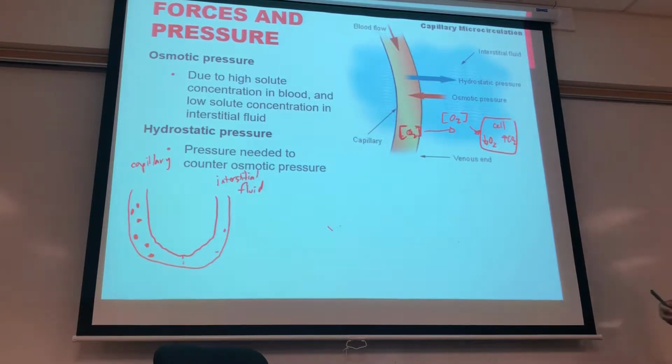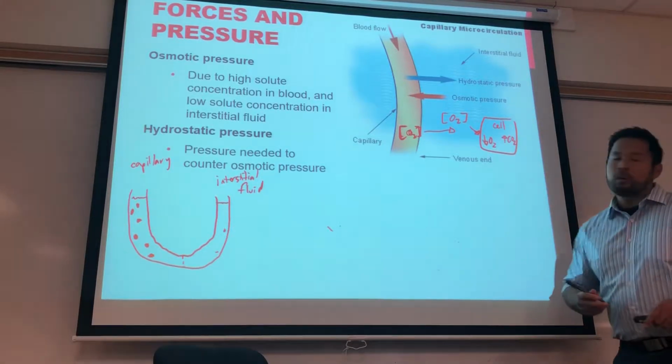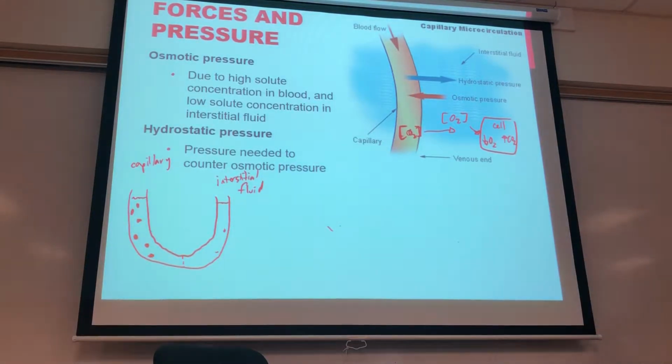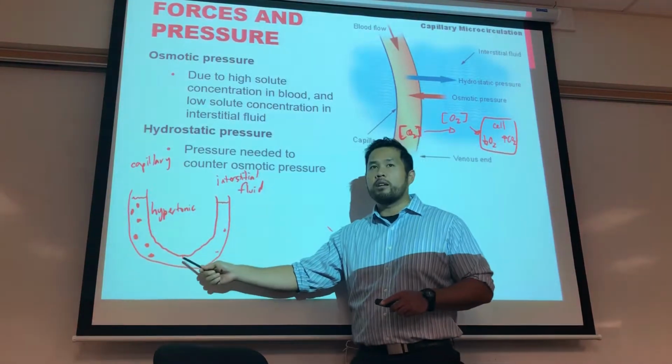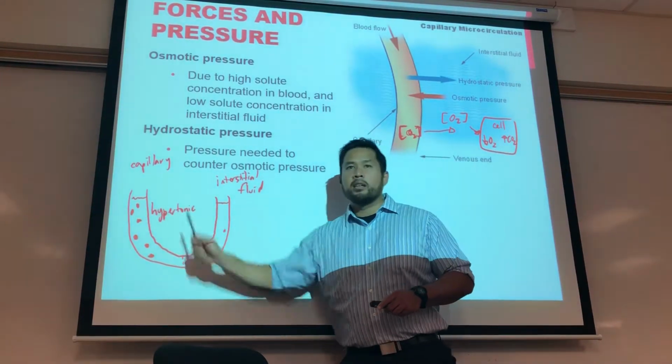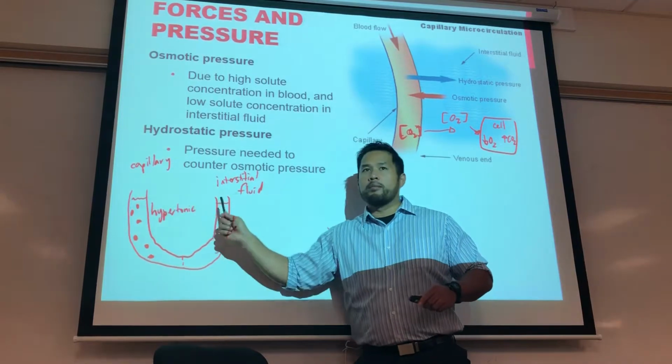And as I mentioned before, if I were to even out the water levels in there, the direction of water flow is going to be in the direction of a higher concentration of the solutes. Meaning, in the capillary, we're hypertonic compared to that of the interstitial fluid. And again, hypertonicity or tonicity refers to the amount of solutes in a given amount of fluid.